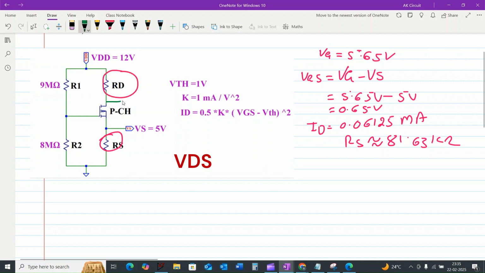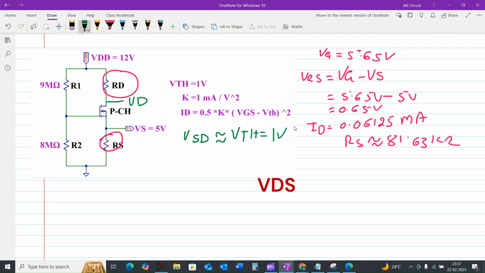Finally we need to find the value of RD. For that we need to find the drain voltage VD. Since the MOSFET is on, we can assume that VSD is close to VTH, which is equal to 1 volt, so that VD is equal to VS plus VSD, which is 5 volt plus 1 volt, which is equal to 6 volt.